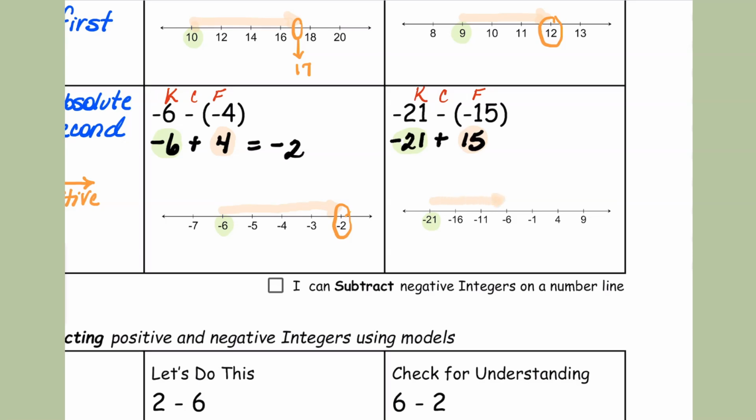Now you have to pay attention to the scale on your graph. I like to switch them up all of the time. You see the scale here moves by 5s. So in order to move 15 spaces, we're essentially moving over 3 to land us at -6.